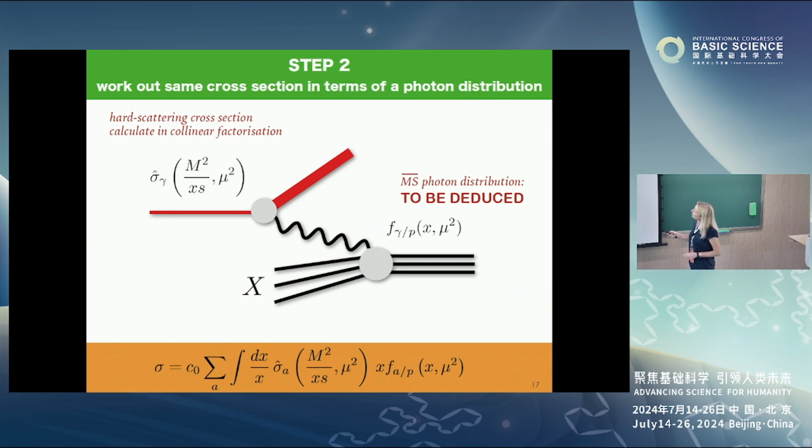Now you do the same, but now use the standard collinear factorization as we always do. So the master formula that I showed you at the very beginning. You write the same cross-section here now using a standard parton distribution function. So you're summing over all partons in the proton. And you compute these partonic cross-sections here, which at lowest order involves a photon interacting here with this interaction. And at higher order, you also have quarks and gluons here.